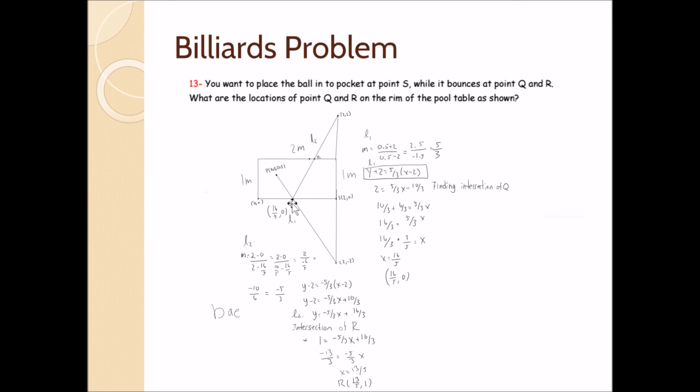Now using (16/5, 0) and (2, 2), which we have up here, we can find the line L2. Using the same method, the equation of line L2 is y equals negative 5/3 x plus 16/3. From here we can find the intersection point R by setting y equal to 1, because that is the height of the billiards table. Setting it equal to 1, we can solve for x, and we get x is 13/5, so we know that point R is (13/5, 1).